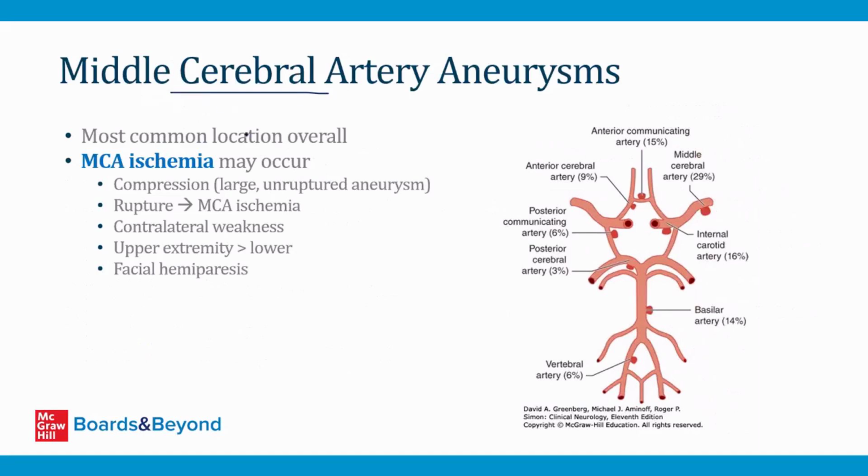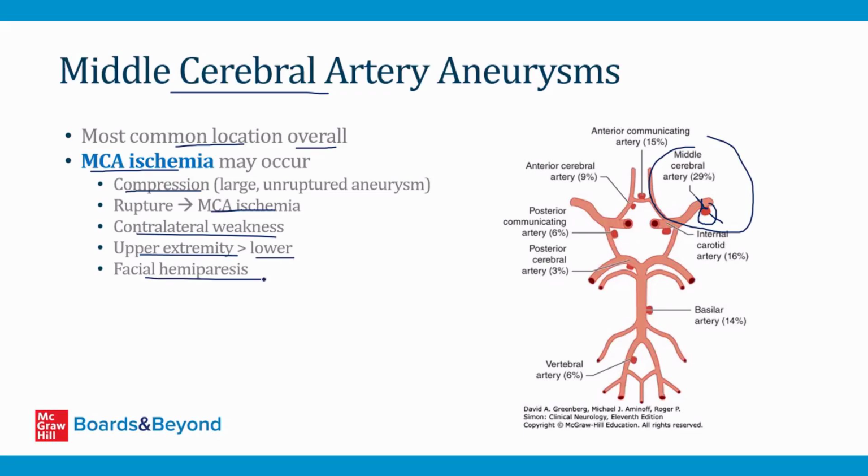Middle cerebral artery berry aneurysms are the most common location for berry aneurysms overall. You should know that it's rare, but these aneurysms can sometimes cause ischemia in the MCA territory. First of all, if the aneurysm is enormous, it can compress the MCA. Let's look at this drawing right here. This is a middle cerebral artery aneurysm, and you can imagine if it gets enormous, it can compress the MCA, leading to ischemia. You can also sometimes, though it's rare, see rupture of one of these aneurysms where so much blood is lost that you decrease blood flow generally to the MCA territory. When this happens, it will lead to typical symptoms of MCA ischemia, which I talk about in videos on strokes involving the MCA. These are symptoms like contralateral weakness that's greater in the upper extremities than the legs, and also facial hemiparesis.